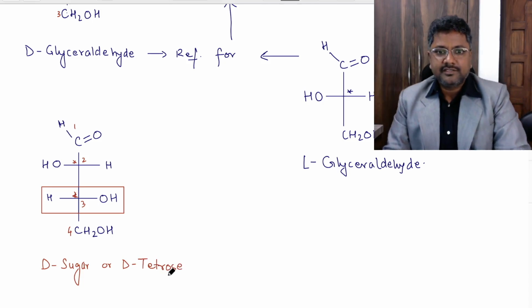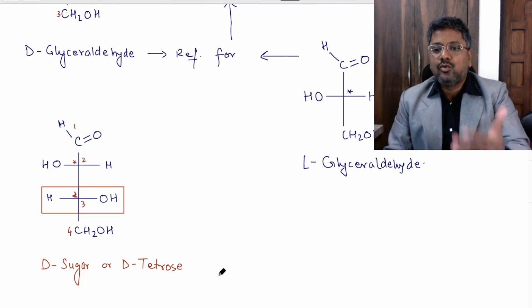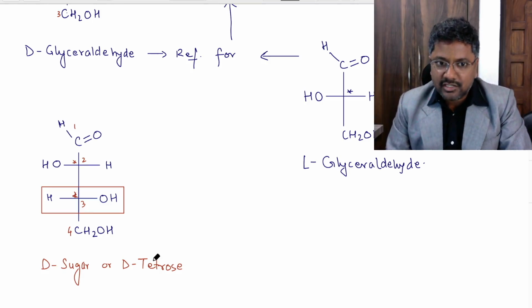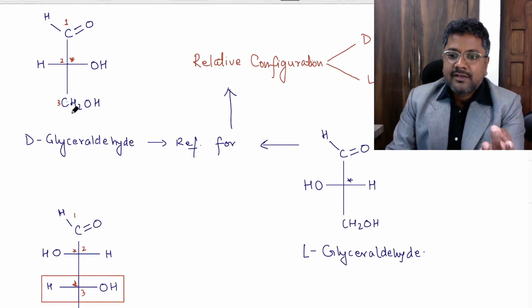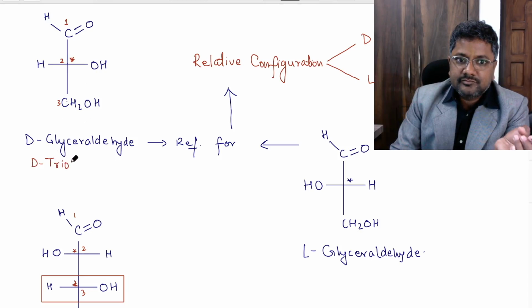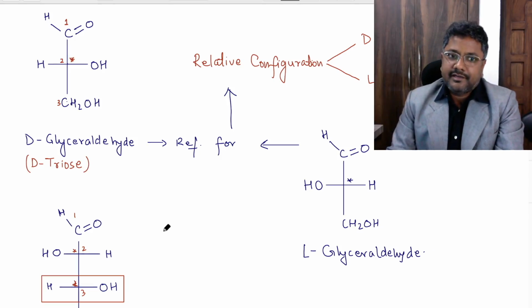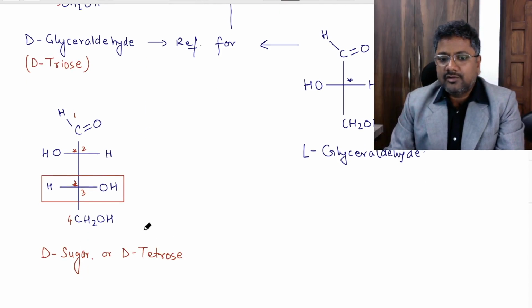The suffix -ose is used for general naming of carbohydrates like glucose, fructose, mannose, galactose. So carbohydrates are in general named with the suffix -ose. This is a general nomenclature. So this is a D triose: 3 carbon triose, 4 carbon tetrose, 5 carbon pentose, 6 carbon hexose. If you do not know the exact name of any carbohydrate, then in this way you can write the general name of that compound. So this is a D sugar, or D tetrose, meaning this sugar belongs to the D family.